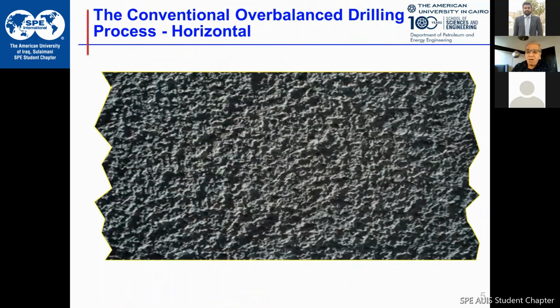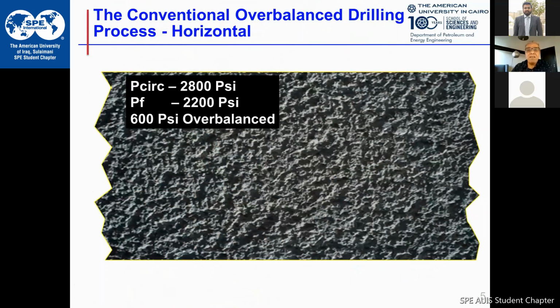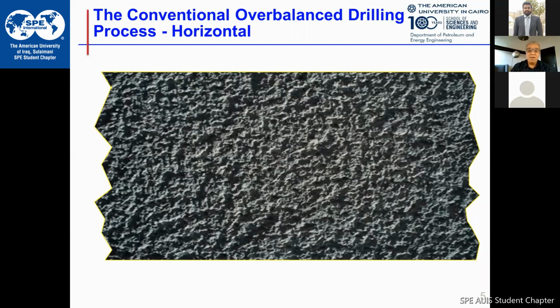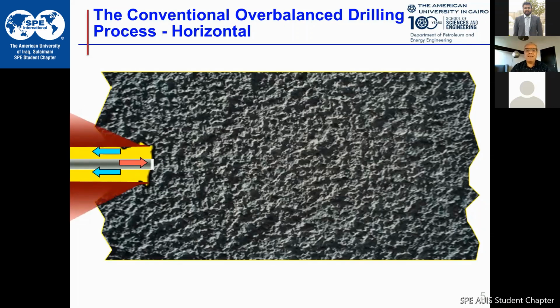The same phenomenon actually takes place in horizontal wells. And if you look at this in here, the circulation pressure, which means the overbalance pressure, is 2800 pounds per square inch, while the formation pressure is 2200. So the overbalance is almost 600 PSI. In horizontal wells, the same phenomenon is again observed.